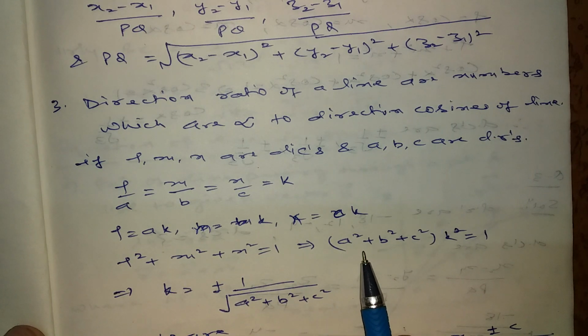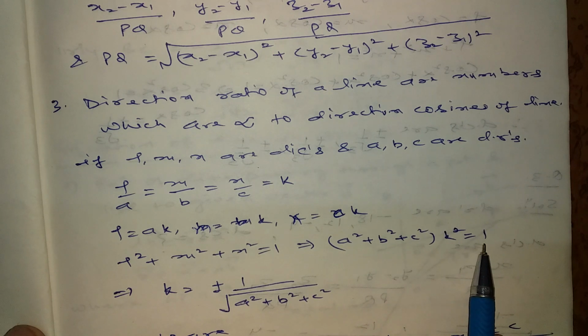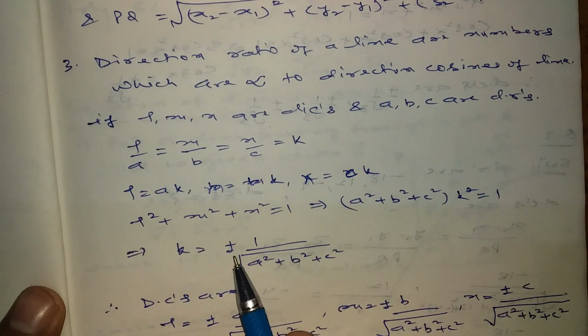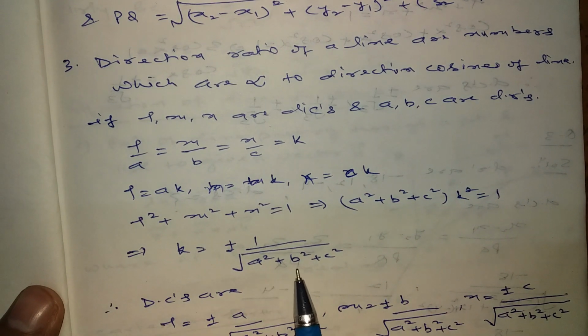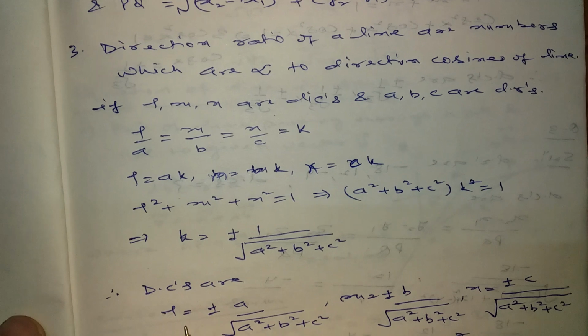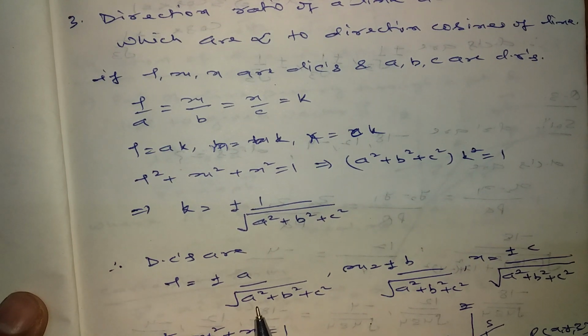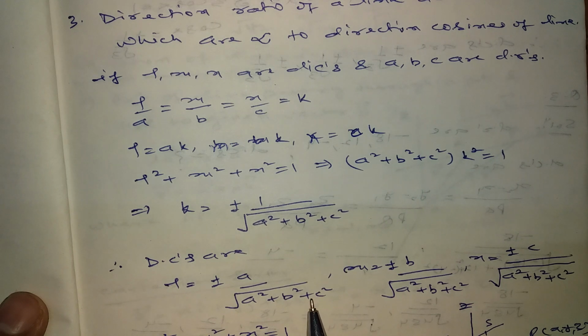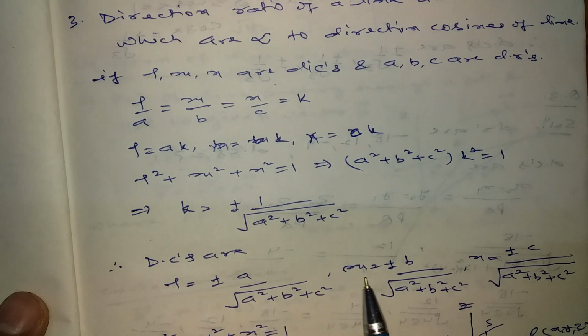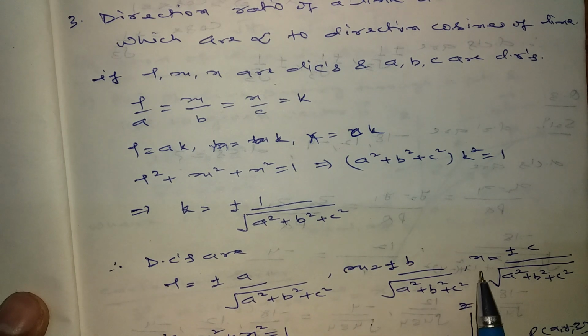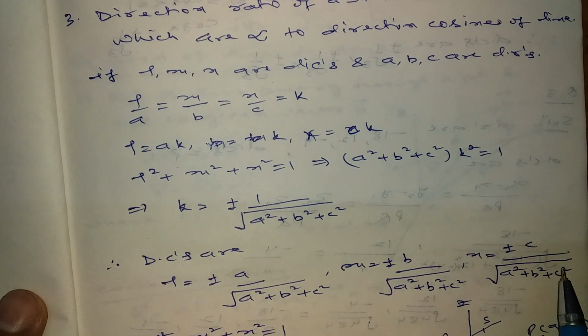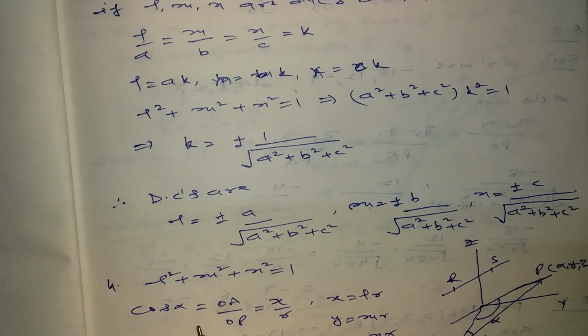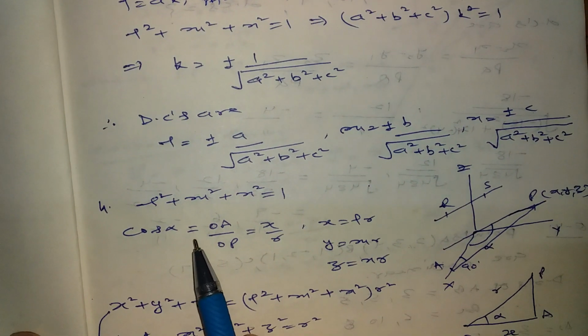Since l square plus m square plus n square is 1, we can substitute the values and take k square common, which is equal to 1. So k is plus minus 1 upon the square root of a square plus b square plus c square. So l will be a upon the square root of a square plus b square plus c square, just substituting the values: l is a times k, m is b times k, n is c times k. Now, how can we prove that l square plus m square plus n square is 1?